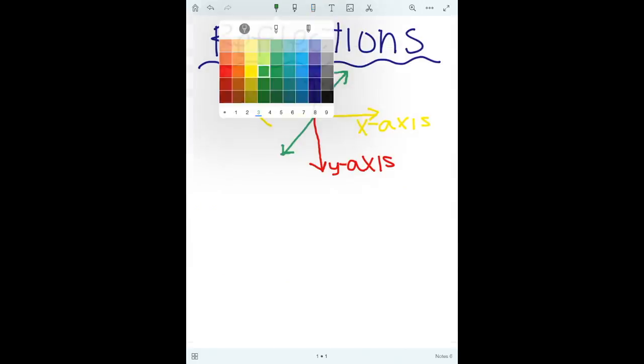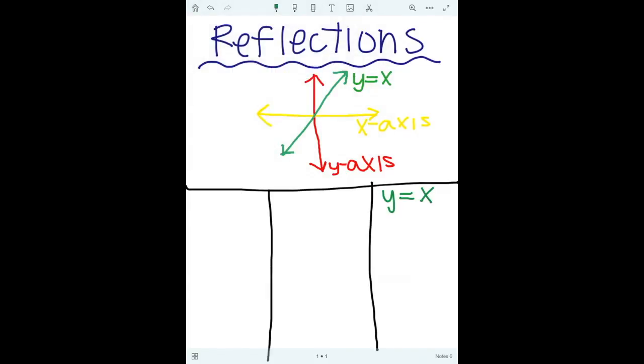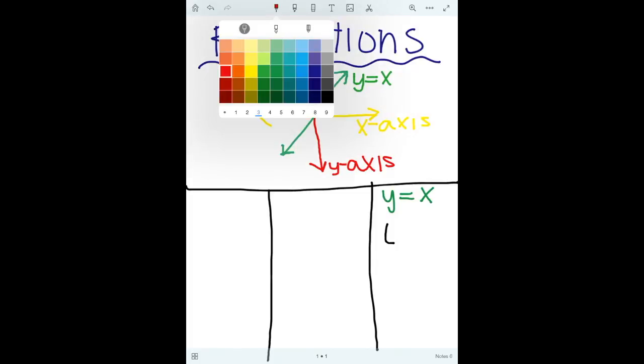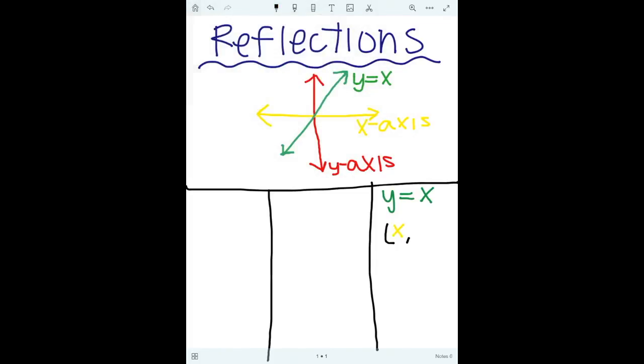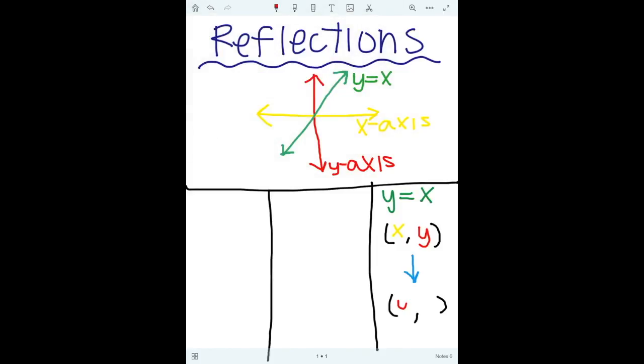If you're taking notes, it would be a good time to label the x-axis, y-axis, and the line y equals x. These will be important. So for the concept of reflecting a line across the line y equals x, you are going to take your coordinates x and y, and you're going to flip them. Your coordinates will now be y and x.